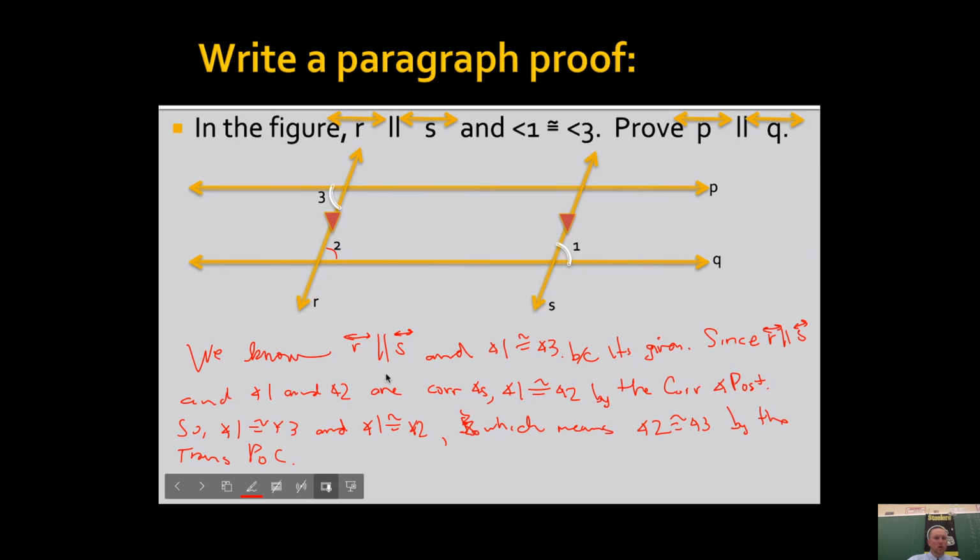So if we have angle 3 and angle 2 congruent, those are alternate interior angles. Thus, line P is parallel to line Q because angle 2 and angle 3 are congruent by the converse of the alternate interior angle theorem.